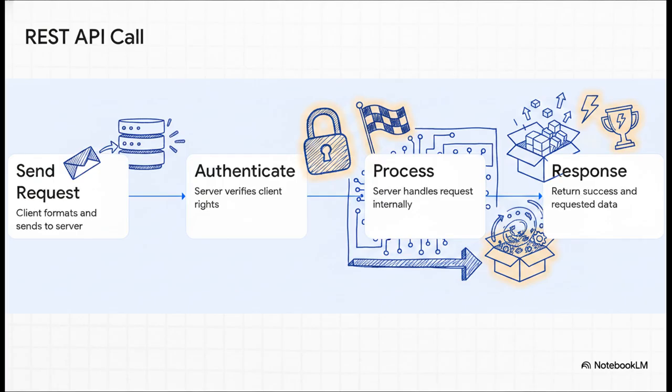First, the client formats and sends a request in a language the server understands. Second, the server stops and authenticates the client, basically checking their ID at the door. Third, the server processes the request internally. And finally, the server sends back a response, letting the client know how it went and handing over any requested data.